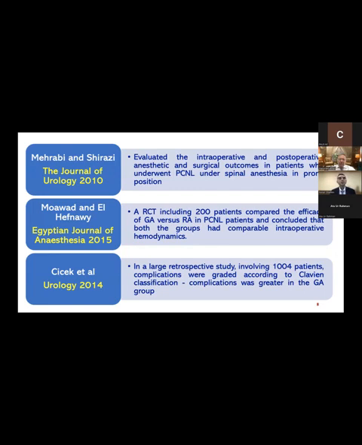Another study, published in the Egyptian Journal of Anesthesia in 2015, is a randomized controlled trial that included 200 patients and compared the efficacy of general anesthesia versus regional anesthesia in PCNL patients. They concluded that both groups had comparable intraoperative hemodynamics. In another study in Urology, a large retrospective study involving 1,004 patients, the complications were graded according to the Clavien classification. Complications were greater in the general anesthesia group.